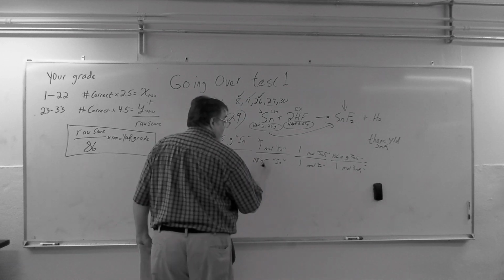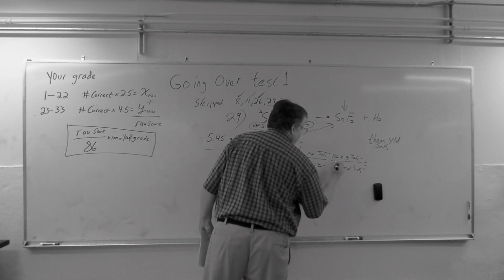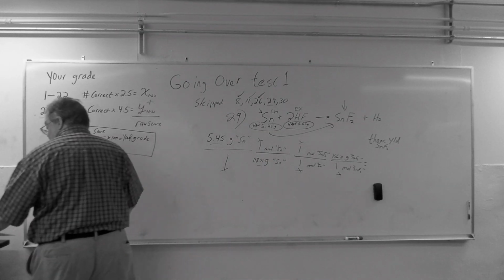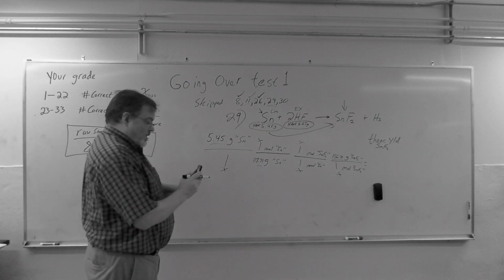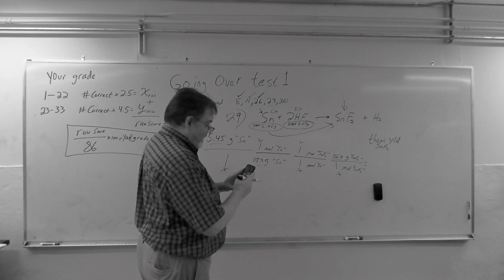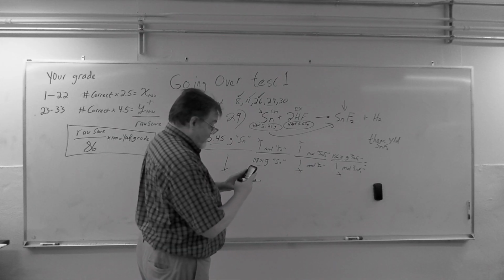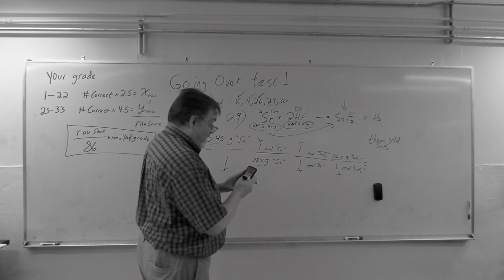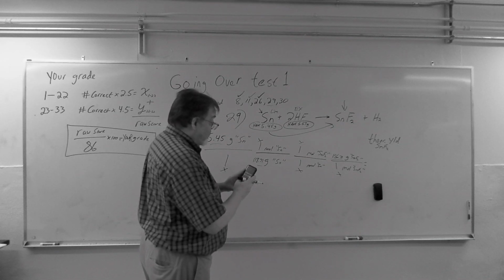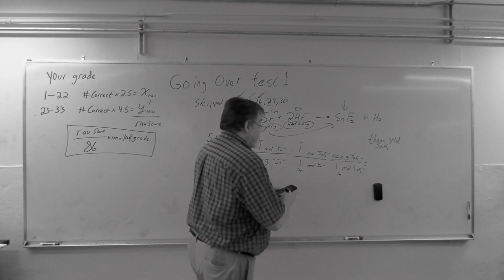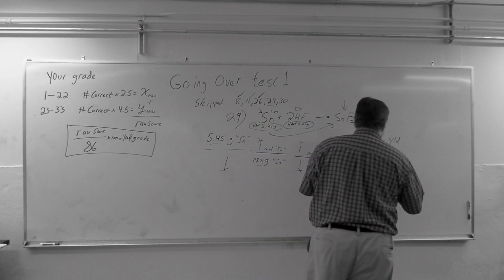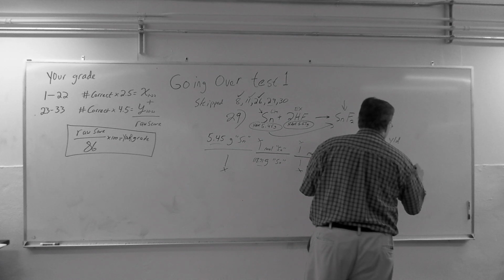Exact. 5 significant figures, 5 and 3, so we're looking for 3. 5.45 times 156.71 divided by 118.71. And I saw this on a lot of your tests, 7.19 grams.